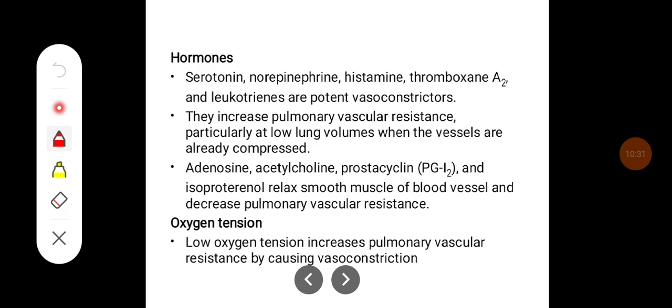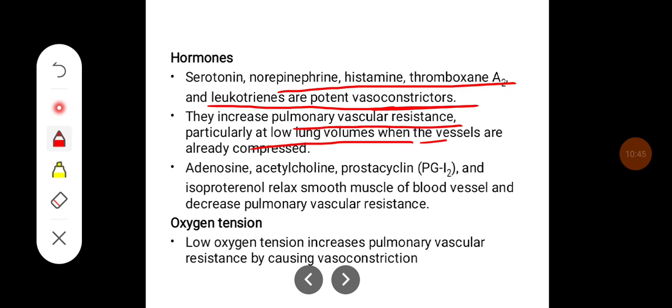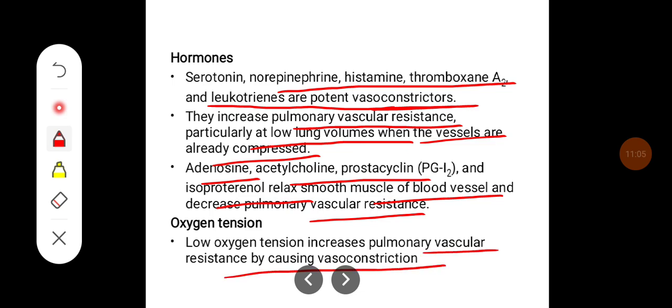Some of the hormones, serotonin, norepinephrine, histamine, thromboxane A2, and leukotrienes are potent vasoconstrictors. They increase pulmonary vascular resistance, particularly at low lung volumes when vessels are already compressed. Adenosine, acetylcholine, prostaglandin, and isoproterenol relax smooth muscle of the blood vessel and decrease pulmonary vascular resistance. Even low oxygen tension increases the pulmonary vascular resistance by causing vasoconstriction.